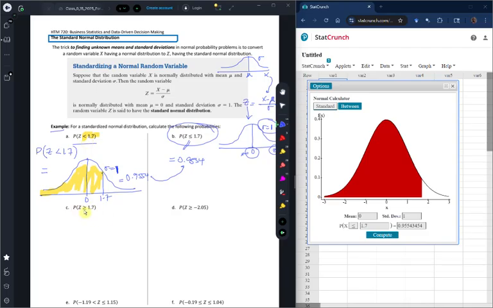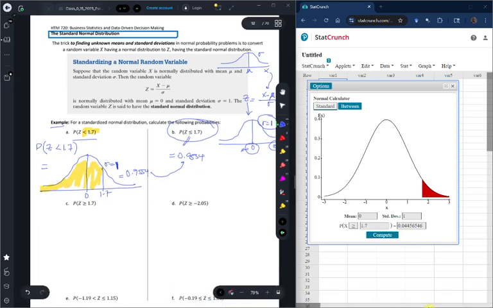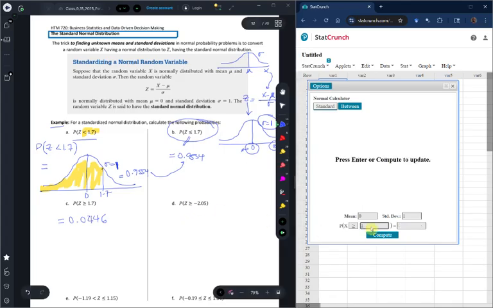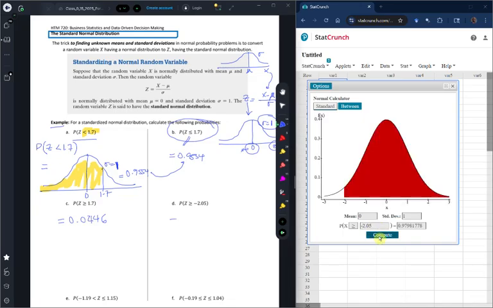Then let's see the case of greater than or equal to 1.7. That's all a matter of changing this to greater than or equal to 1.7 and compute. And I have 0.0446. Then similarly again, I have greater than or equal to negative 2.05, and that would be equal to 0.9798.